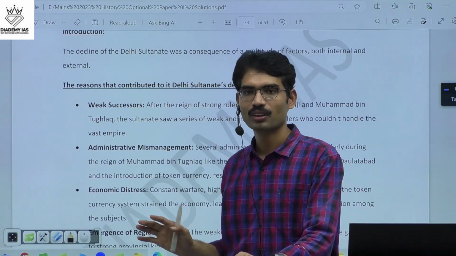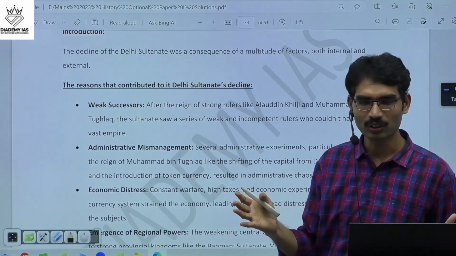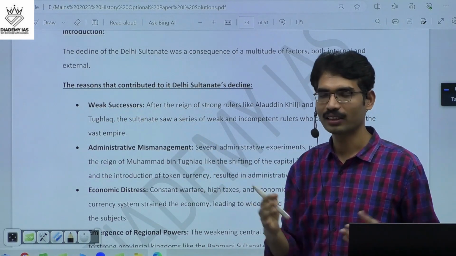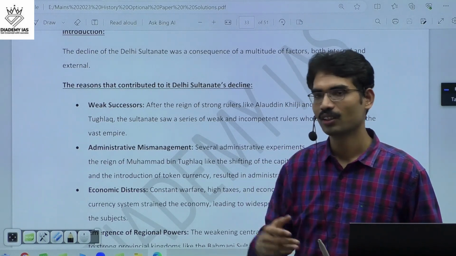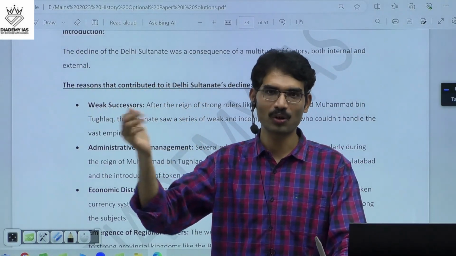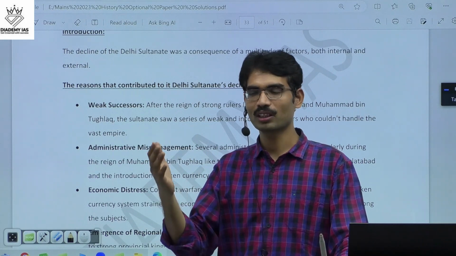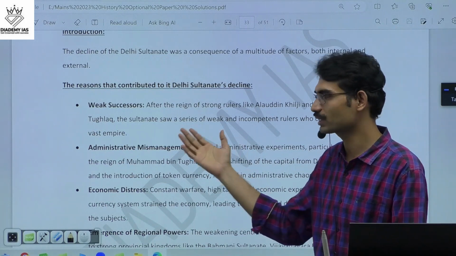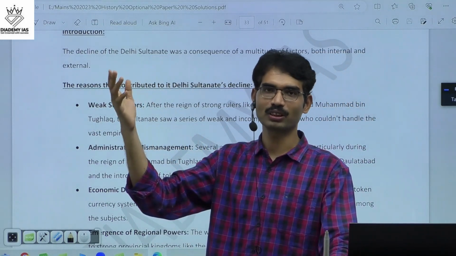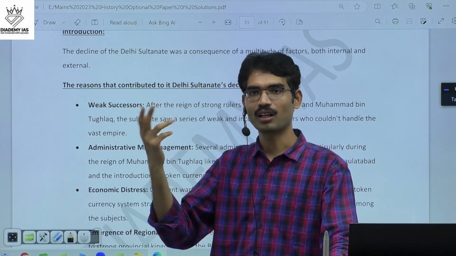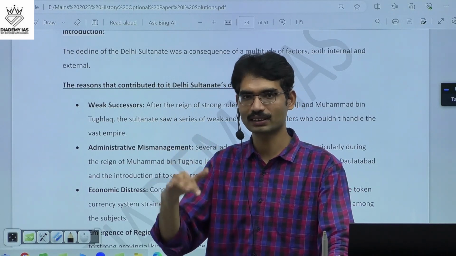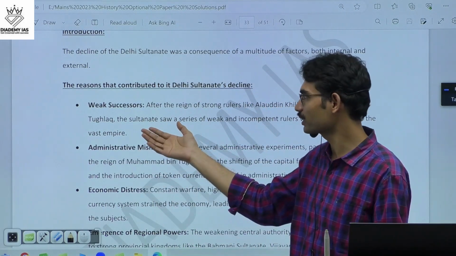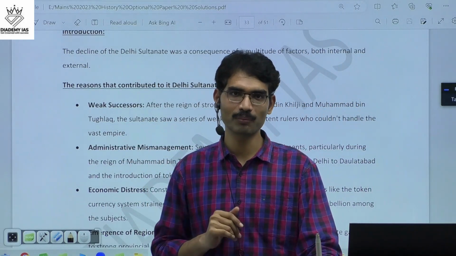Weak successors. Whenever there is a strong ruler, they will maintain a huge empire effectively. But whenever there are weak successors, again the entire empire will disintegrate. Now you apply the same thing to the Mauryans also. As long as Chandragupta Maurya and Ashoka were there, the empire was intact. But after Ashoka, weak successors, disintegration. Similarly with the Guptas: after Kumaragupta and Skandagupta, weak successors, one of the reasons. And for the Mughal Empire's decline, again after Aurangzeb, weak successors were one of the reasons for the decline.